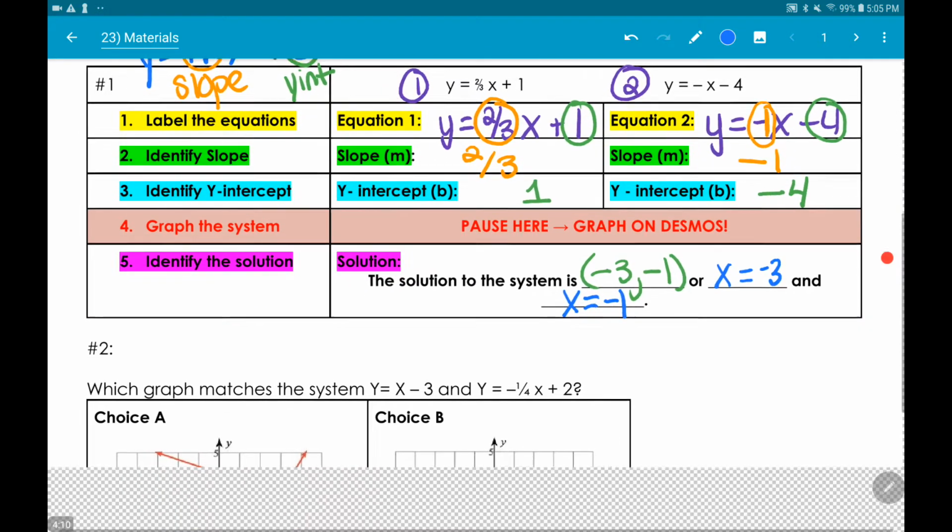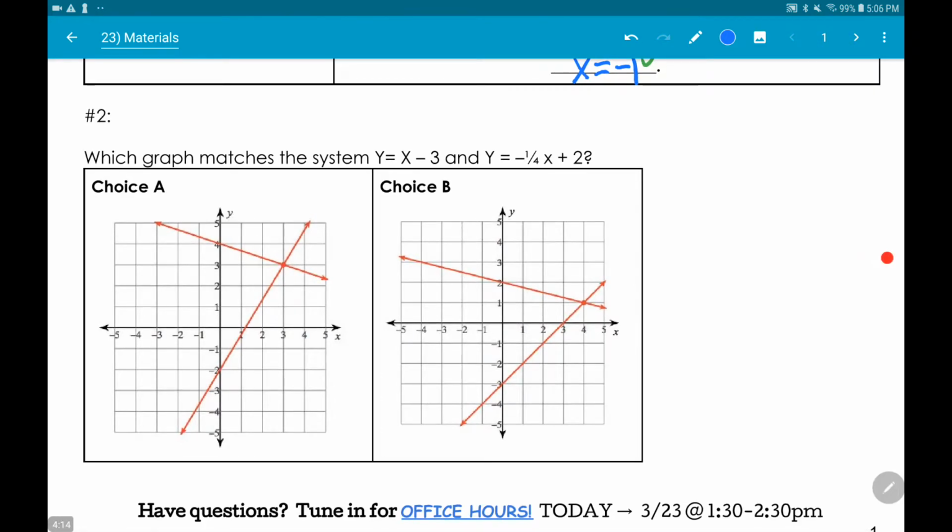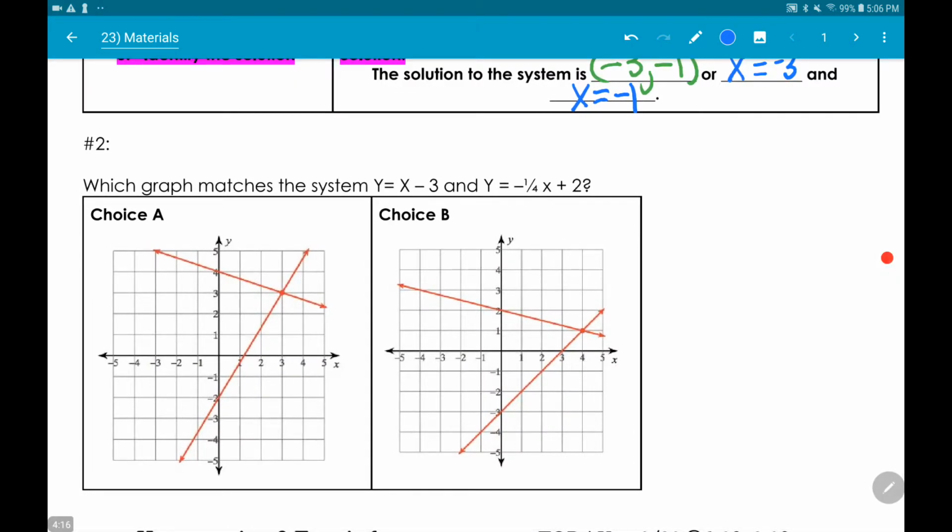Okay? All right, let's look at number 2. So number 2 says which graph matches the system y equals x minus 3 and y equals -1/4 x plus 2. So what I'm going to do is I'm going to set up a table.